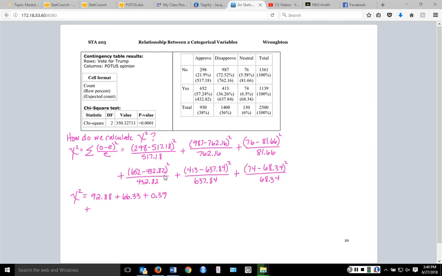For this piece, I got 110.99. For this piece, got 79.26. And for our final piece, I got 0.47. And then finally, after I do all of that math, I got 350.32, which is pretty darn close to what they got up here. So that's how that number is being calculated.